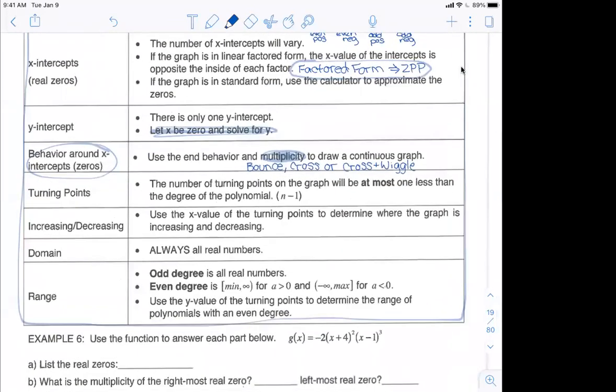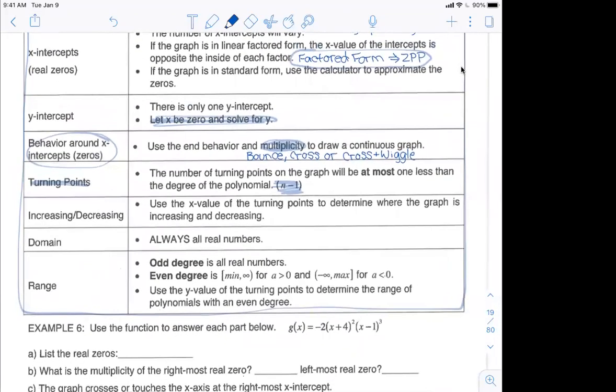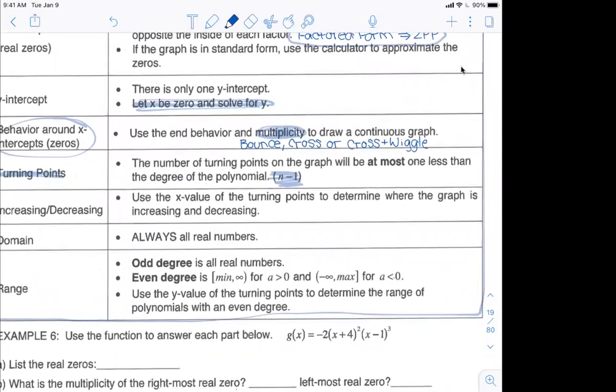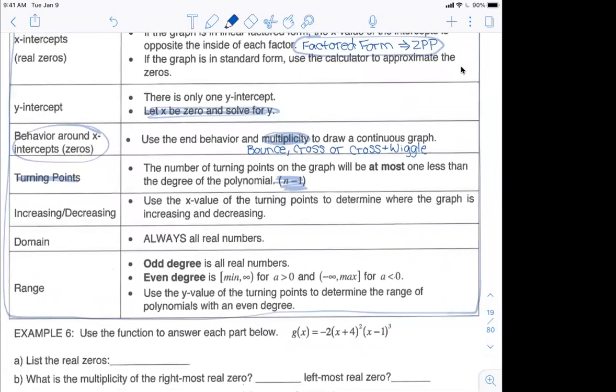Turning points, you need to know this formula. Turning points is equal to n minus 1. So it is the degree minus 1. That's it. And turning points are your maxes and mins. So that would be the max number that you would have. It doesn't mean that's how many you have, it means the max that you could have.